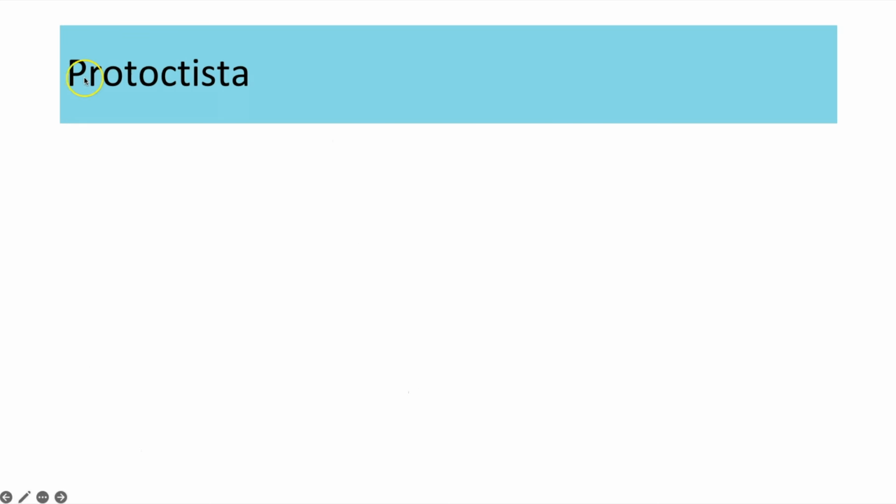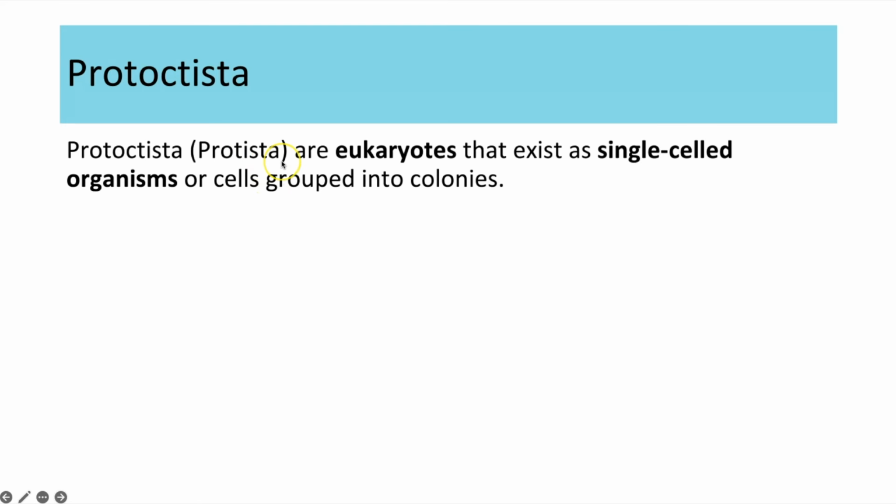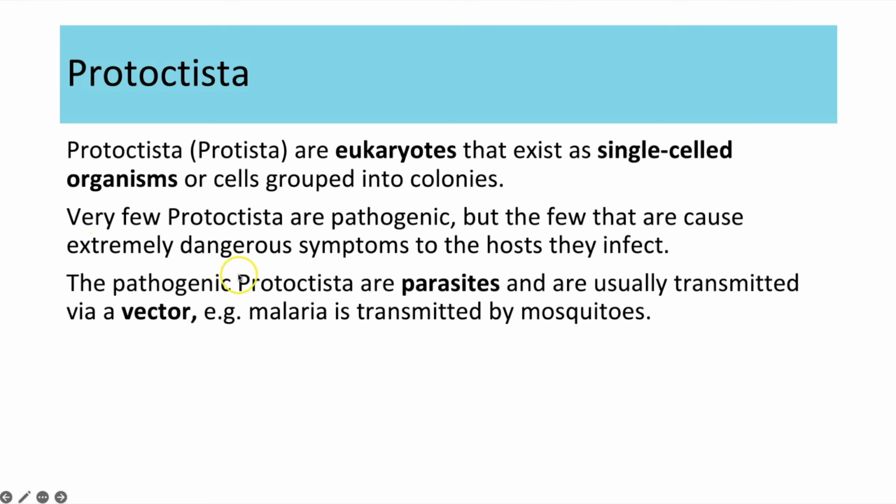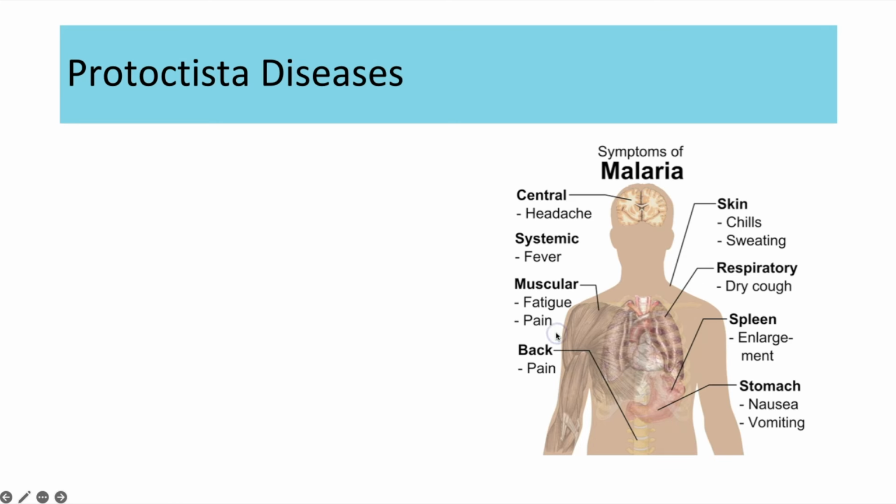The next type of pathogen then is the Protoctista or the Protista. And these are examples of eukaryotic cells that exist as single-celled organisms, or the cells can be grouped together into colonies. There are very few Protoctista that are pathogenic, but the few that are cause extremely dangerous symptoms to the host that they infect. So these pathogenic Protoctista are parasites, and they are usually transmitted via a vector. So a common example is malaria, which is the parasite, the Protoctista, and that's transmitted by the vector mosquitoes.